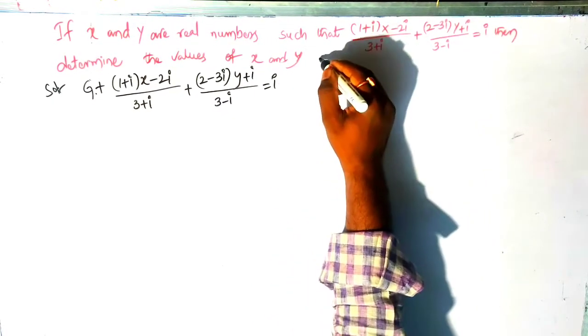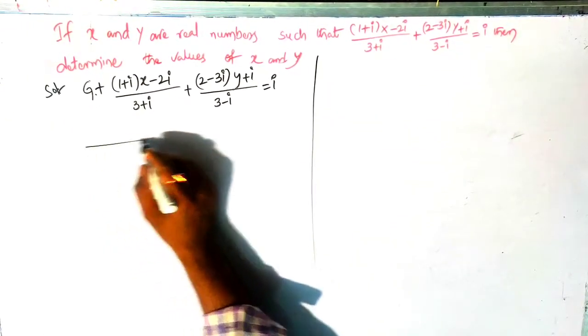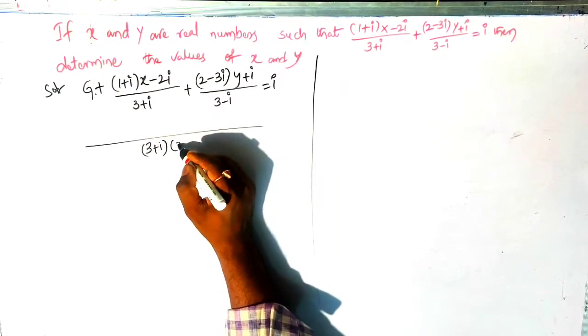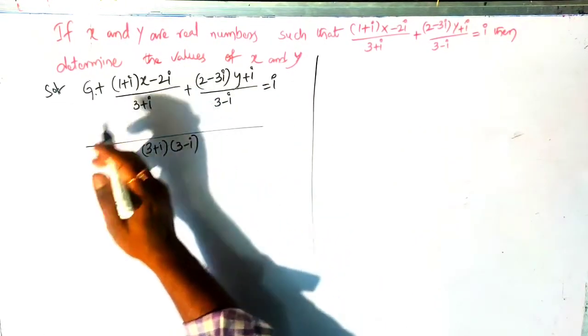i is given here. Okay, right, now take LCM. What we get here? (3 plus i) into (3 minus i). This is the LCM. So 3 minus i into this one.